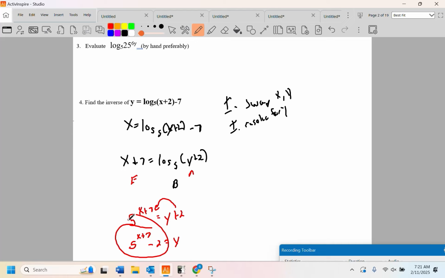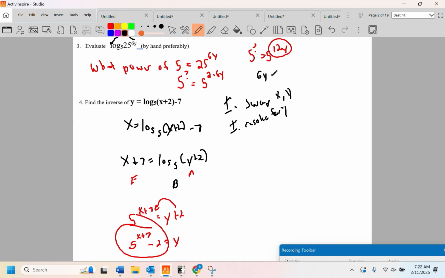Number 3, evaluate log base 5 of 25 to the 6y by hand, preferably. Really, that's the only way you can do it. This is asking what power of 5 equals 25 to the 6y. I'm going to do this 2 ways. 5 to some power is equal to 25, which is 5 squared. 5 squared times 6y. 5 to the question mark is 5 to the 12y. There's my answer. That's one way of doing it. The other way of doing it is to take your exponent and move it out front. 6y times log base 5 of 25 is my answer.